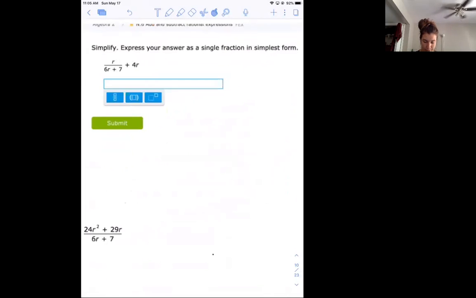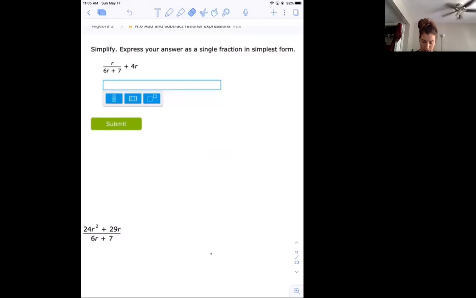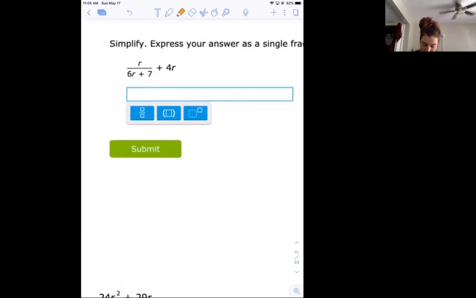Okay, this one is a little bit tricky. To add these, I need to have the same denominator again, right? So the denominator I have right now is the 6r plus 7. So I need to multiply every other term so that it has a fraction, and the bottom is 6r plus 7. So how do I do that?